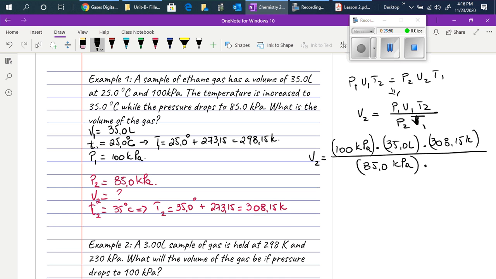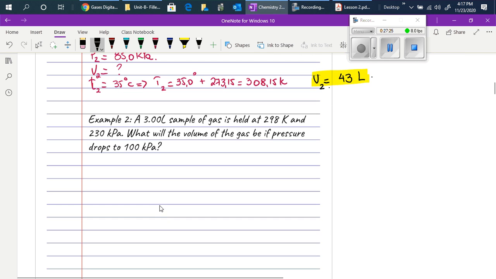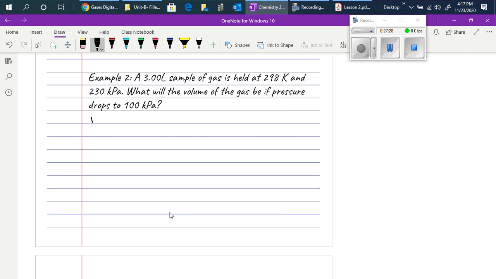times 298.15 Kelvin. So now what we have is kilopascal and kilopascal cancel out, and Kelvin cancels out. So then the volume will be in liters, and if you do the calculations, you will find that it is 43 liters.